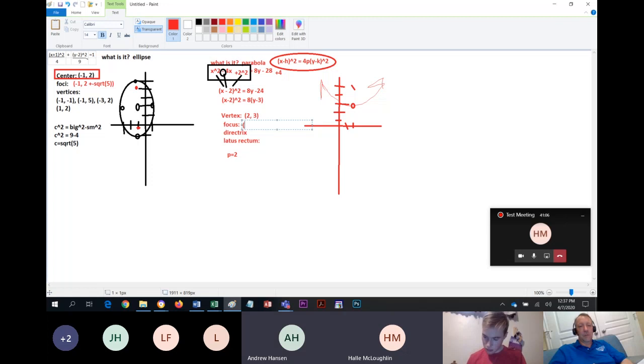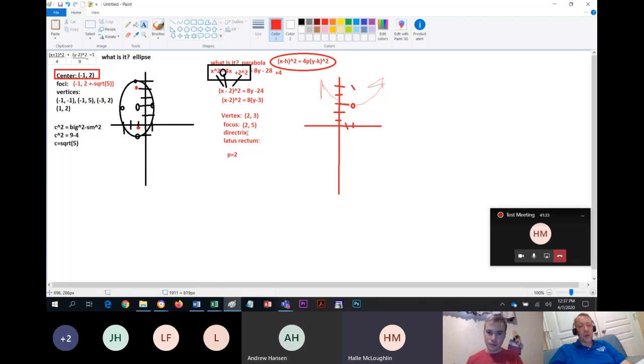Did you just go up 2 points from the center? From the vertex, yes. From the vertex, yeah. Okay. So the coordinates of the focus are now 2, 5. 2 and 5. Okay. Where's your directrix?